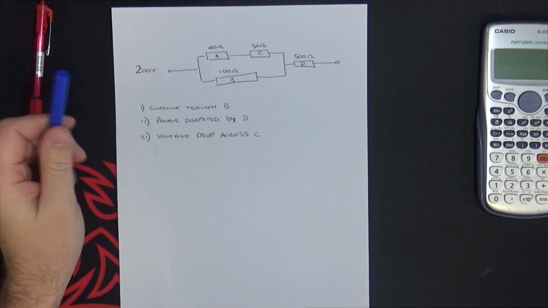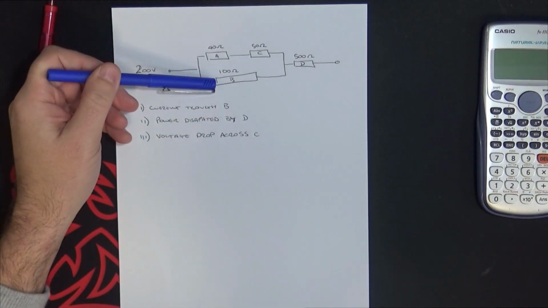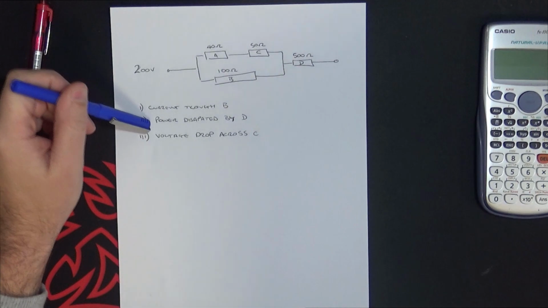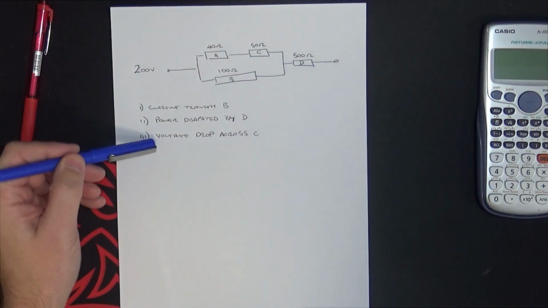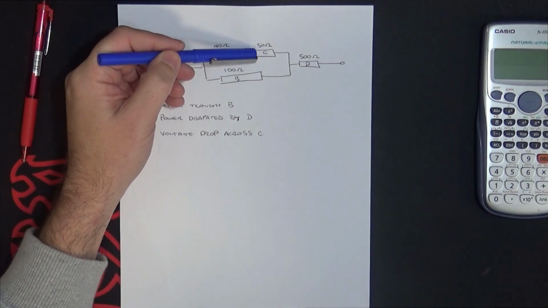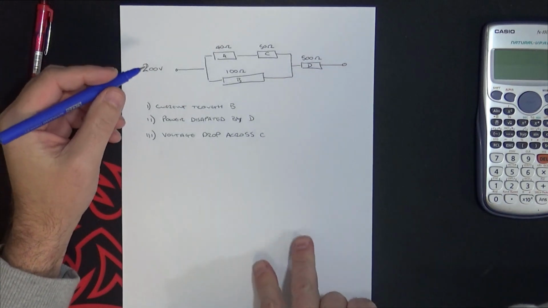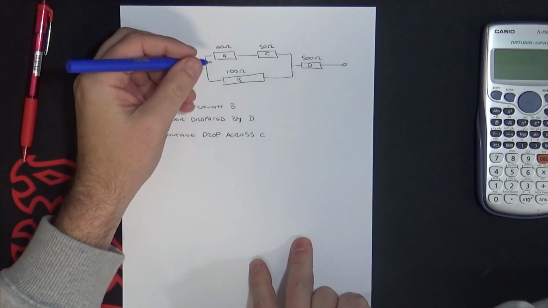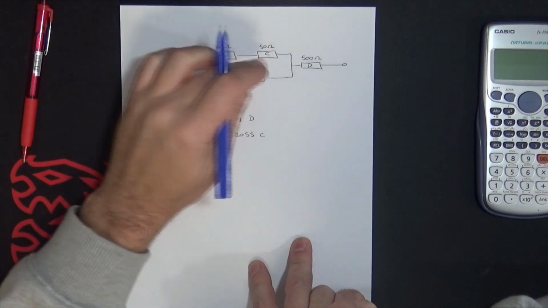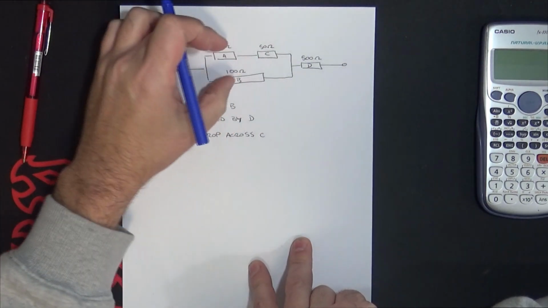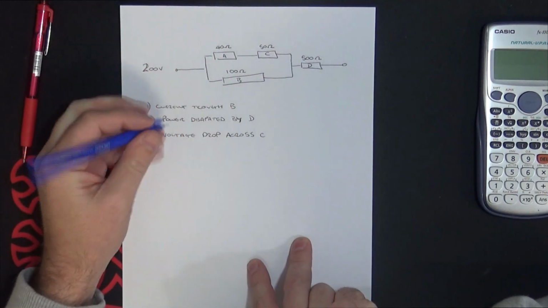Alright, in this circuit we're looking for three things: current through resistor B, power dissipated by resistor D, and voltage drop across resistor C. Now, first thing you want to do is work out your total resistance. So what you need to do is sum these together because these are in series, and then do a parallel calculation of two resistors, these two.